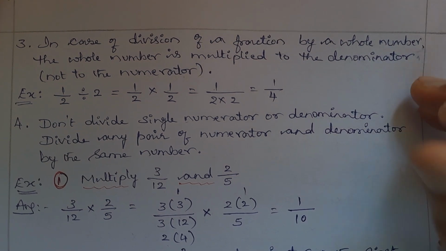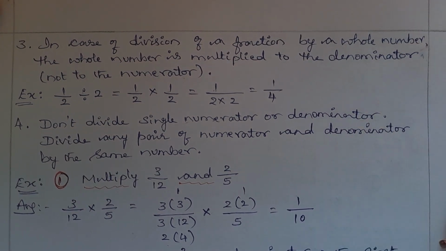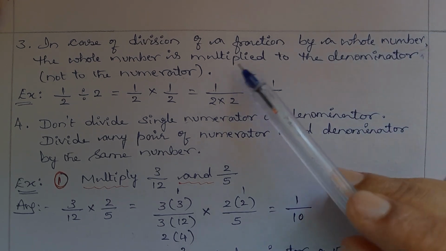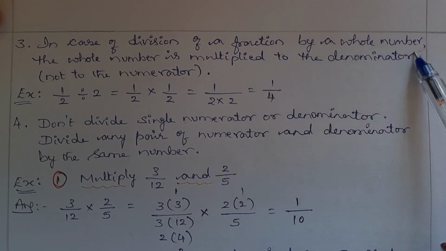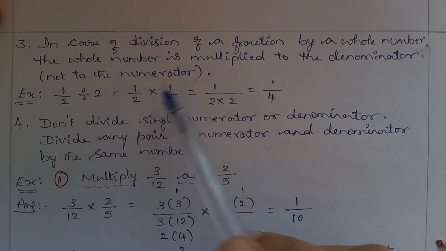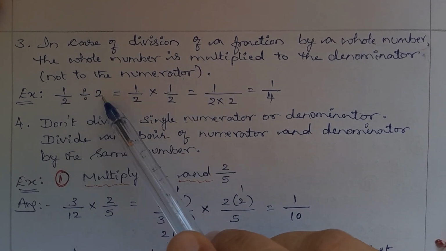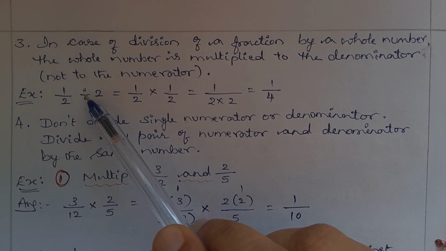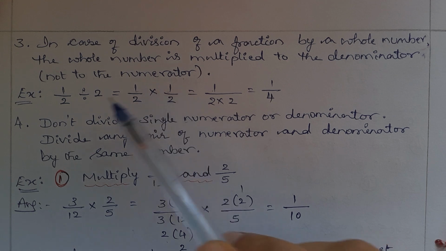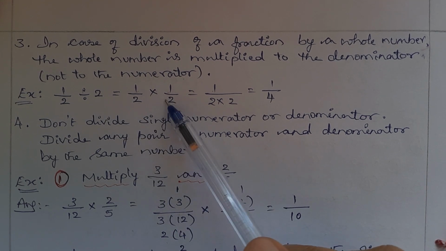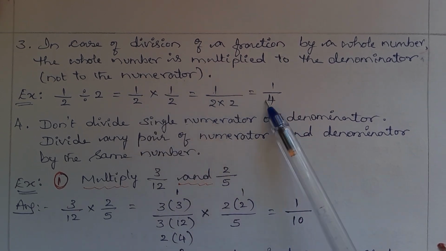Third, in case of division of a fraction by a whole number, the whole number is multiplied to the denominator, not to the numerator. Now if it is 1/2 divided by 2, first convert the division into multiplication. The one in the numerator goes to the denominator. Now multiply: 1 ones are 1, 2 twos are 4.